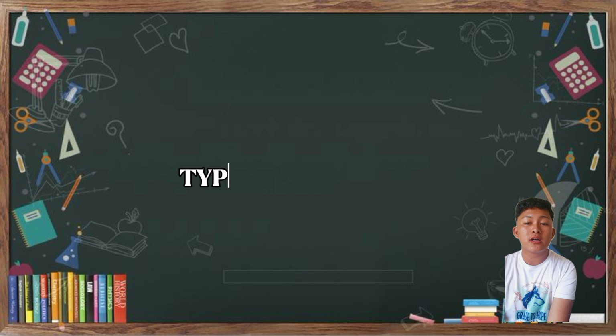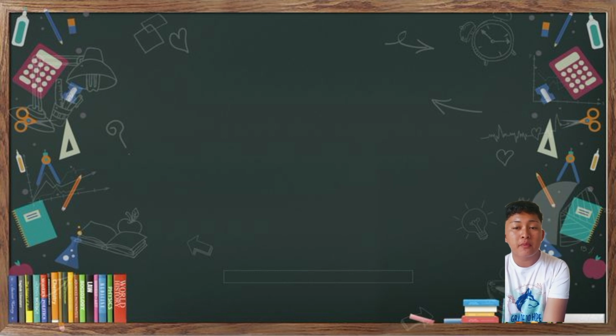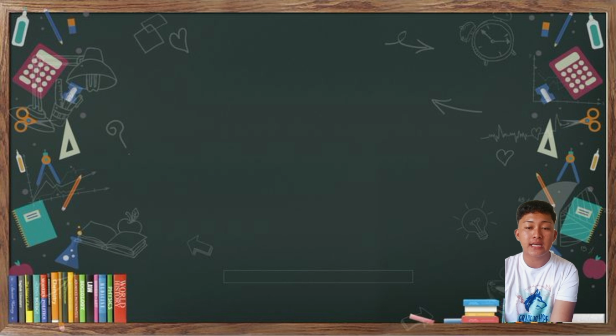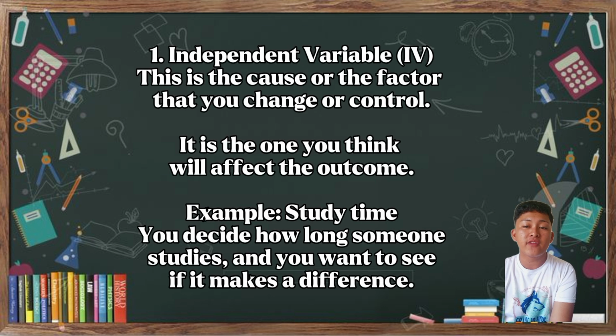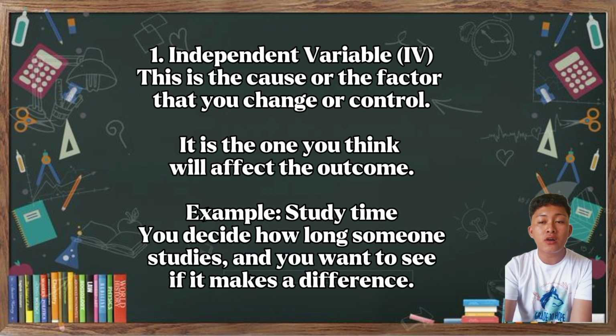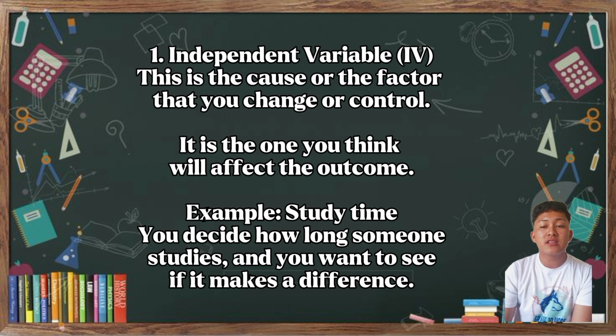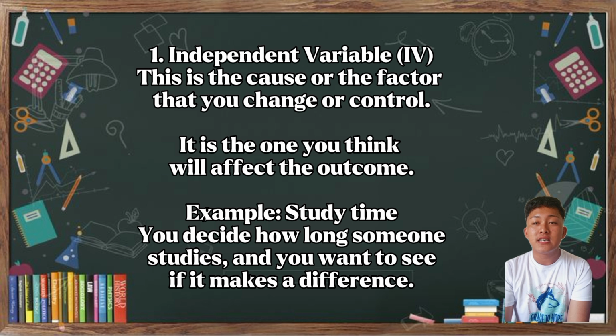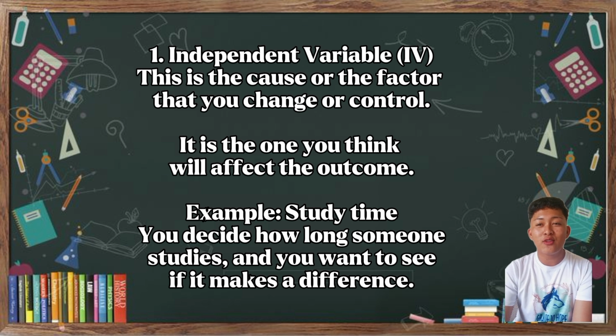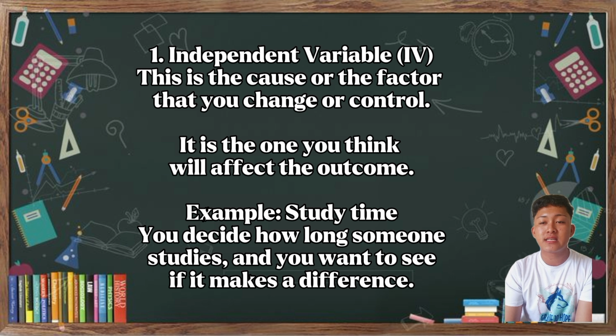Now let's talk about types of variables. In quantitative research, each type has a different role in a study. First, independent variables. This is the cause, or the factor that you change or control. This is the thing that affects the outcome. Example, study time. You decide how long someone studies and you want to see if it makes a difference.